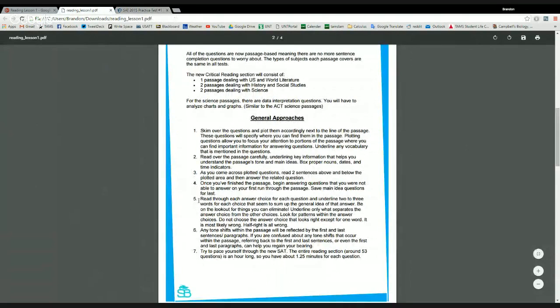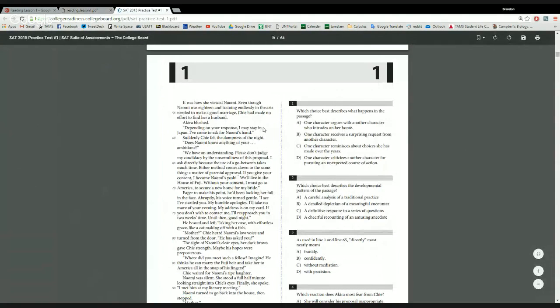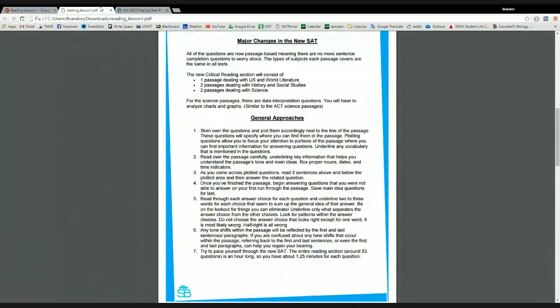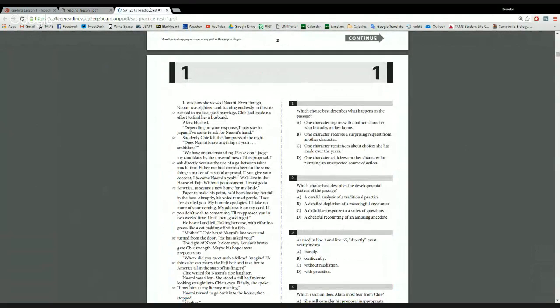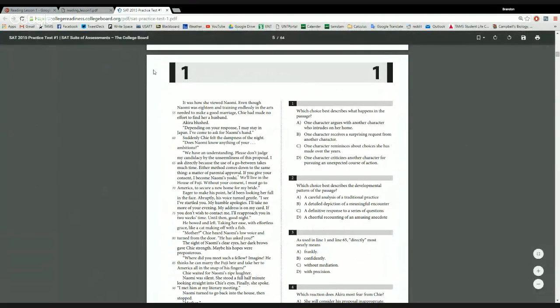When you read through each answer choice for each question, it underlines 2 or 3 words for each choice that seems to sum up the general idea of the question. This is important because you can find patterns within the answers, and if there's something similar, they're most likely incorrect. Also keep in mind that one word in the question or one word in the answer choice can make the whole thing wrong.